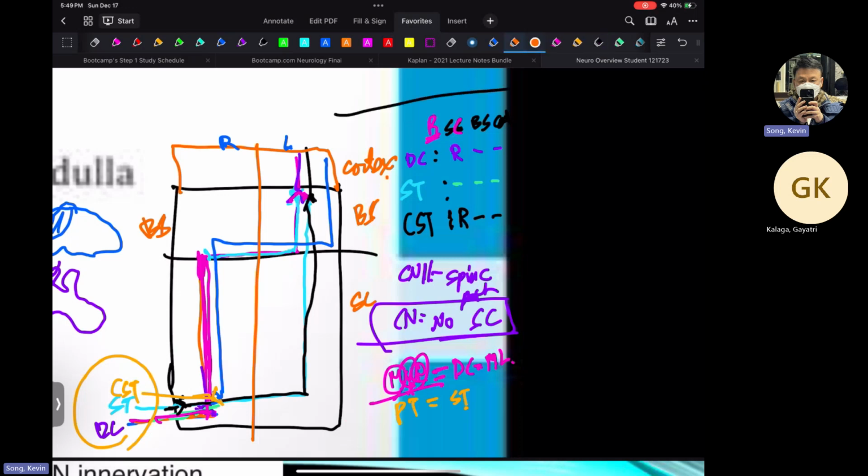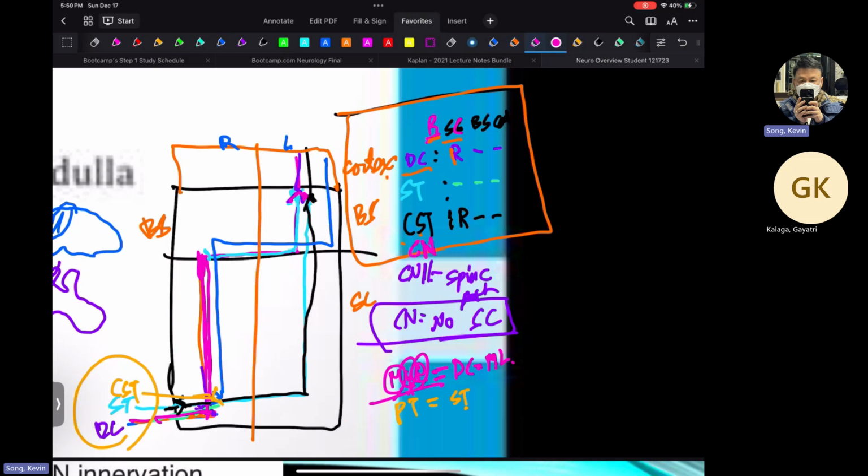Basically, all you need to know is this table right there. Okay, the right side has a lesion in the corticospinal tract: only the dorsal column and the corticospinal tract have a right side problem. Everything else is normal. Let's just go one more step. How about cranial lobe?